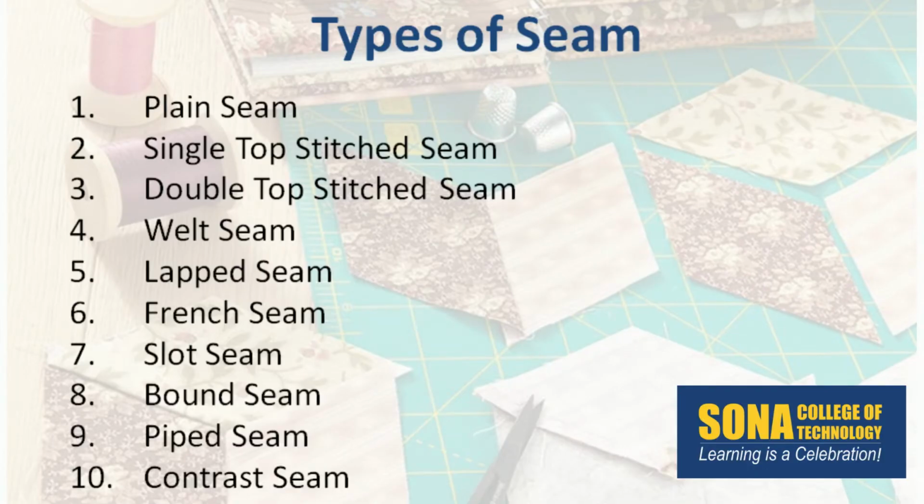Now let's see the construction procedure for different types of seams. In this experiment, we'll be seeing 10 different types of seams: plain seam, single top stitched seam, double top stitched seam, welt seam, lap seam, French seam, slot seam, bound seam, piped seam, and contrast seam.